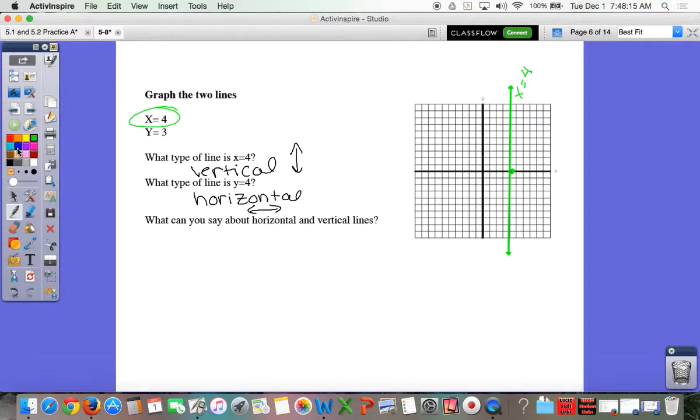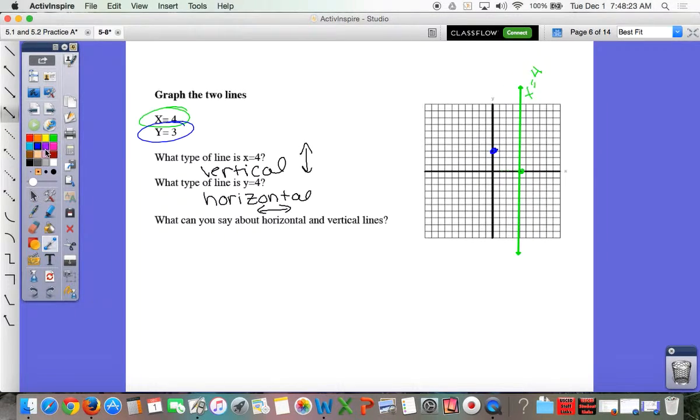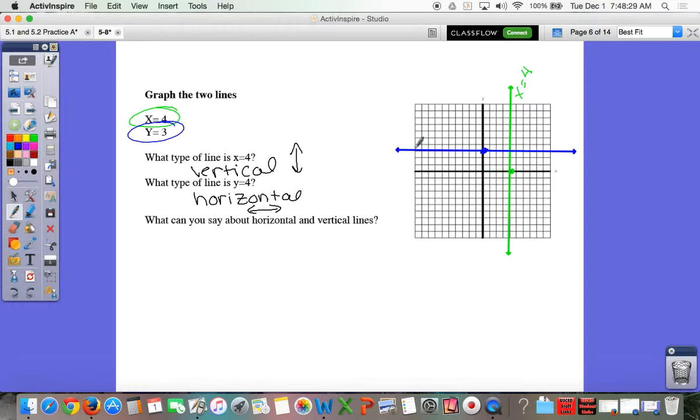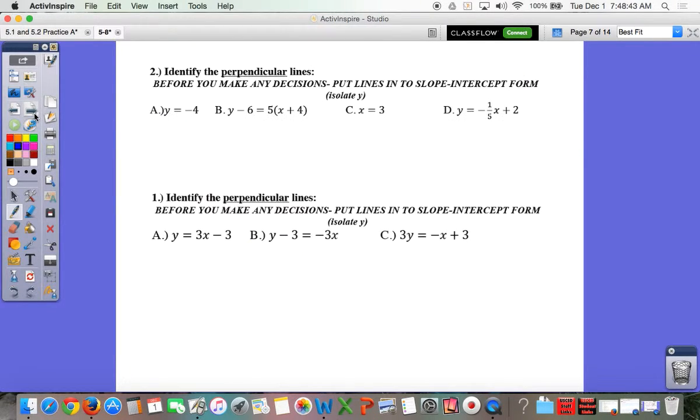Then let's go to y equals 3. We're going to go to our y-axis 1, 2, 3, and make a nice straight horizontal line at y equals 3. And there you have y equals 3. So what can we say about horizontal and vertical lines? Well, don't they look pretty perpendicular? They are perpendicular.